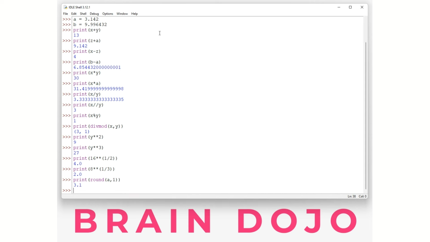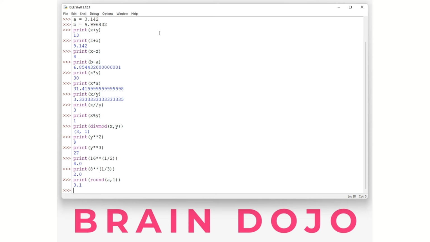So it gives us 3.1. So it basically uses the same concept that we use when we're rounding off numbers using a pen and paper, that we look at the next number. If it is 5 or greater than 5, we add a number. If it's less than 5, we leave it as it is.